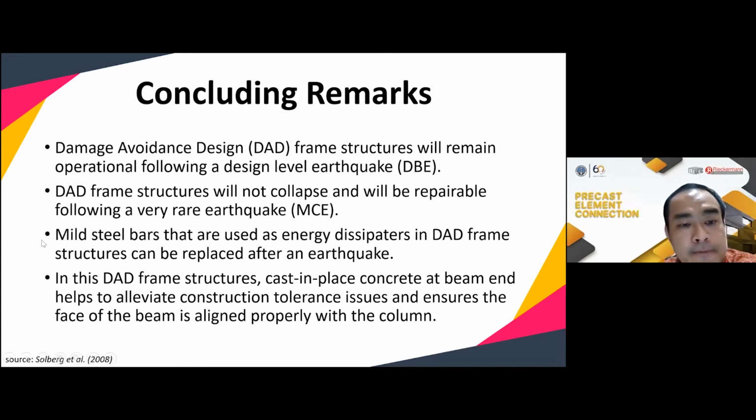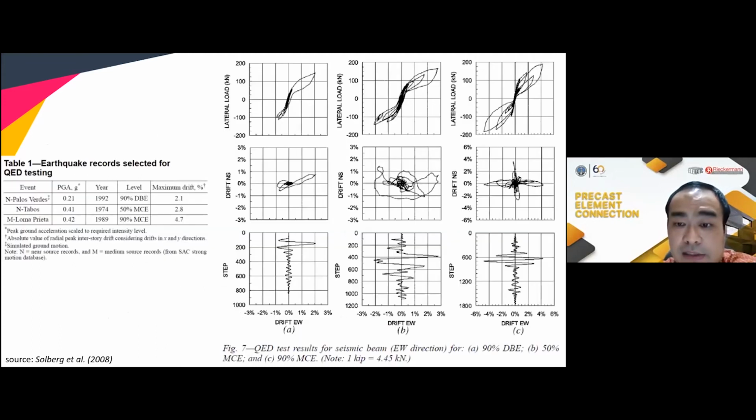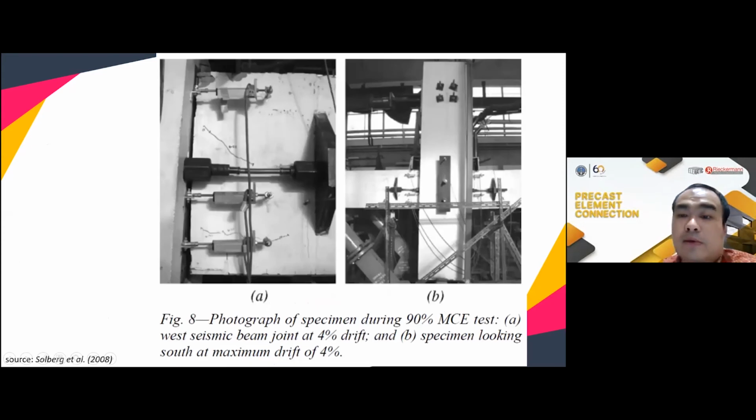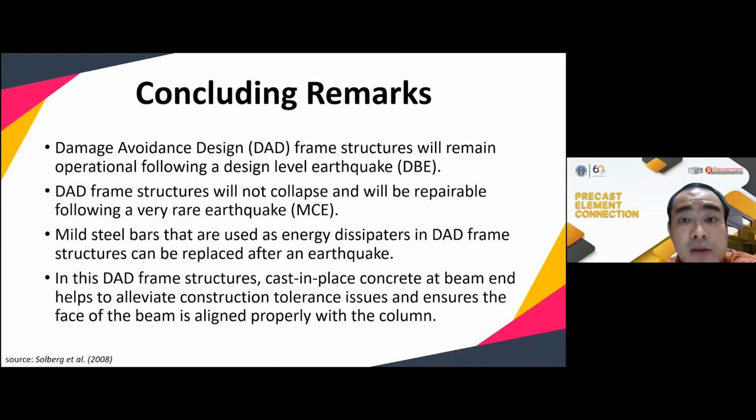The third one, the mild steel bars that are used as energy dissipators in the D80 frame structures can be replaced after an earthquake. So of course, after the earthquake, this energy dissipator will be damaged. So we can see some of the dissipator buckle after the 4% drift. So we can replace it after the earthquake, and then we can have new structures.